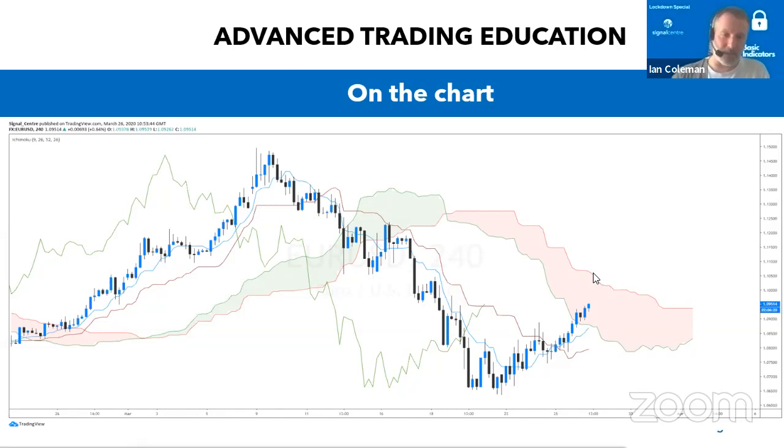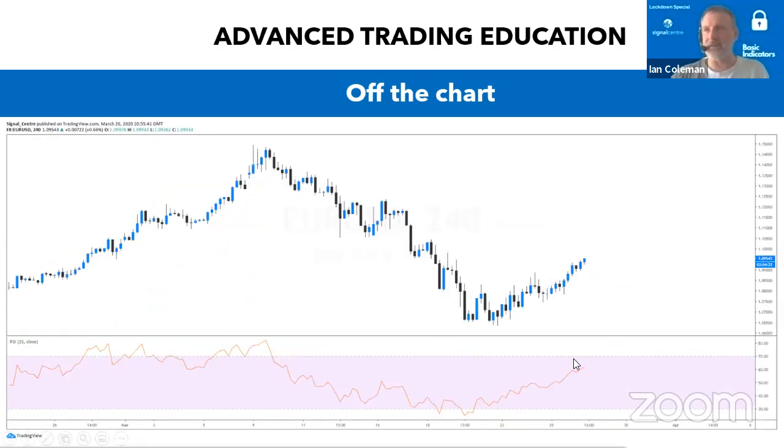If we go to, this doesn't give us price. This is an off the chart indicator, so we're not highlighting price. We've got to decipher price ourselves. What it's highlighting is overbought and oversold territories. So here overbought, down here for quite some time actually, oversold.